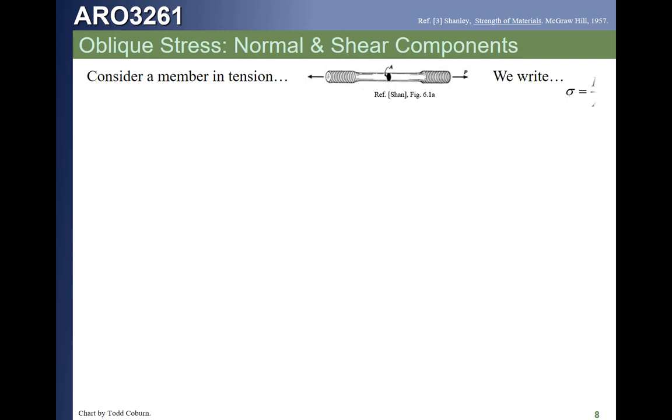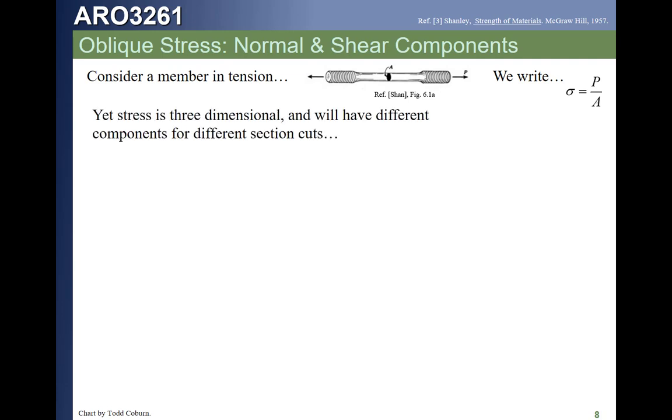So let's take a look. If we just have an element loaded in tension, we know the stress is P over A. That's talking about the average stress on an area cut perpendicular to the force. Yet this stress is three-dimensional, and if we make a different cut, we will get a different resultant.